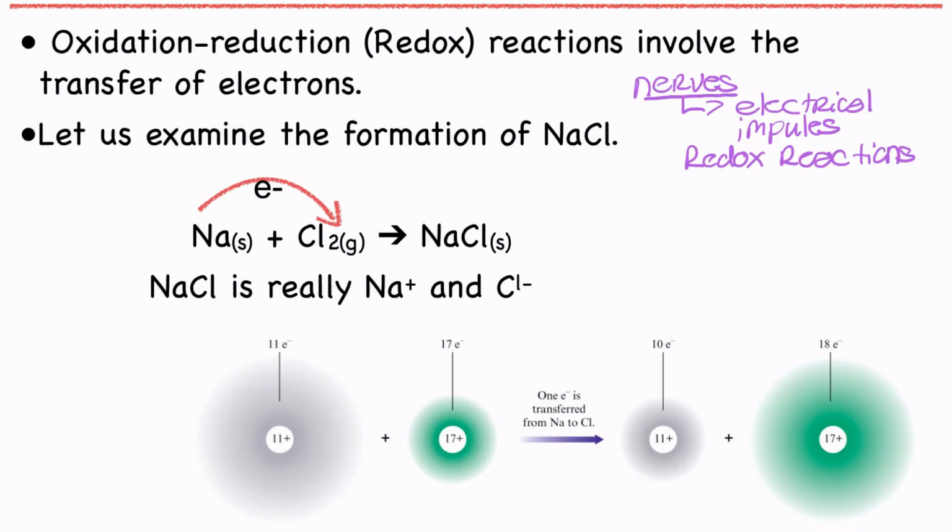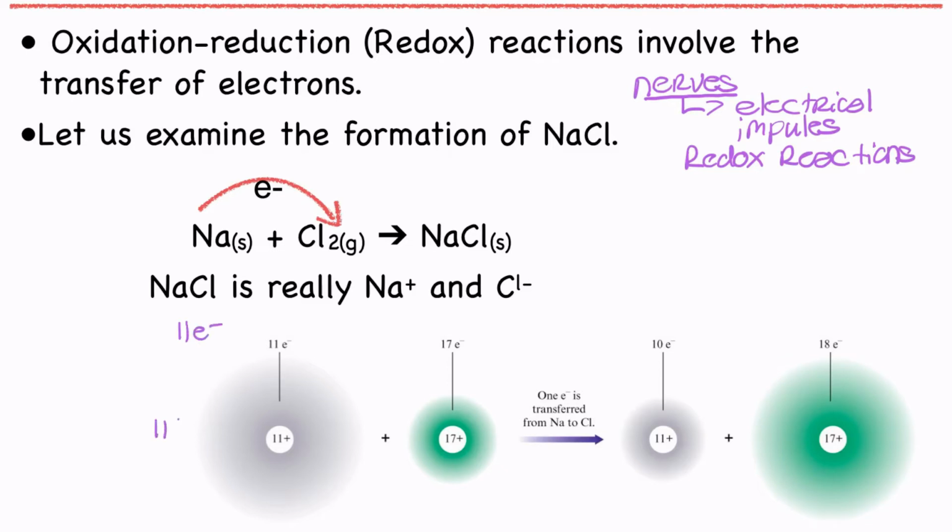On the screen I have an unbalanced reaction for the synthesis of sodium chloride from solid sodium metal and chlorine gas. We will see that the sodium and chlorine both contain an equal number of electrons and protons if we look at the pictorial at the bottom. They have no net charge.